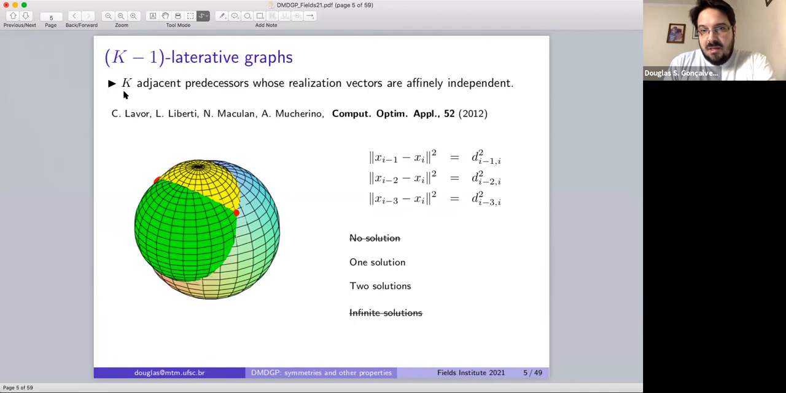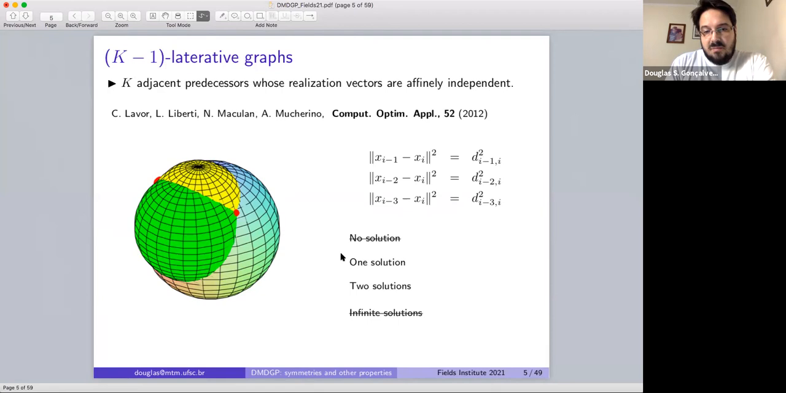But then, instead of performing the intersection of k plus one spheres in R^k, which in general gives you only one position, we are now performing the intersection of k hyperspheres in R^k, which under some assumptions can give you at most two solutions.